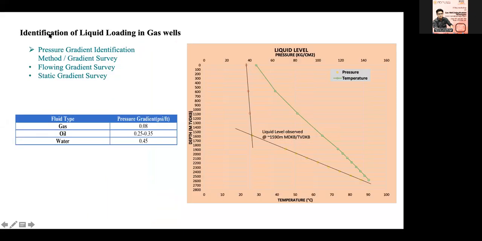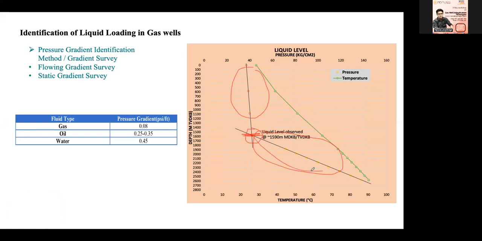Now there are two identification methods for liquid loading in a gas well. One is the pressure gradient, which is either the flowing gradient survey or the static gradient survey. In this gradient survey, you lower an electronic memory gauge through your tubing down to the wellbore. As you lower your gauge, you record the pressure gradient. When there is a difference in gradient of gas versus liquid, there's a sharp difference in the gradient, so you will be able to identify this as your liquid level.